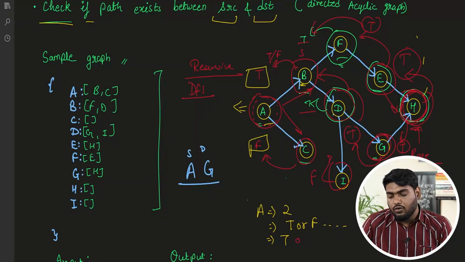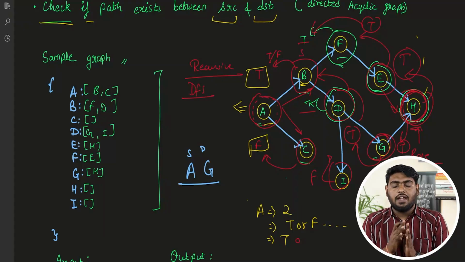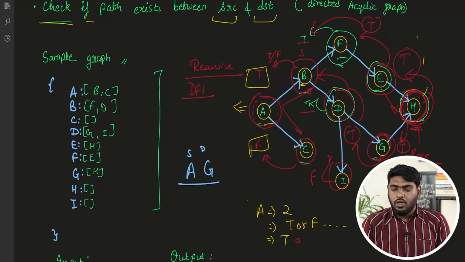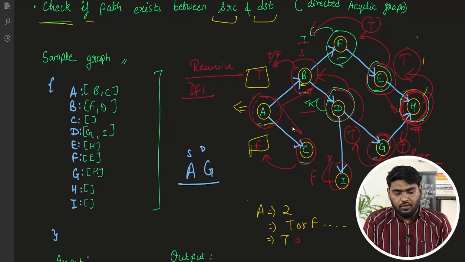What will you do? You will again do true OR true, because at every point, at every condition, at every node, we are taking all the answers and we are giving the final answer. This is what we are doing. So I hope now you have a little idea about what we are doing in this question.